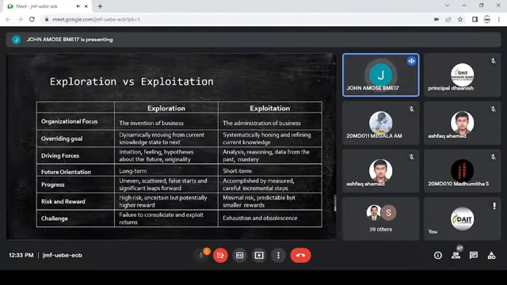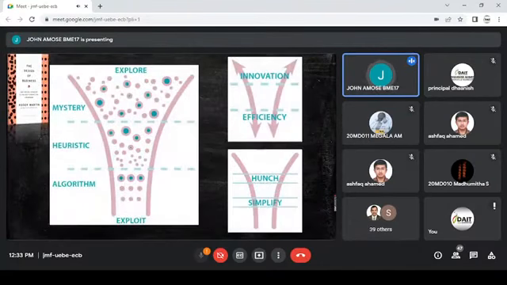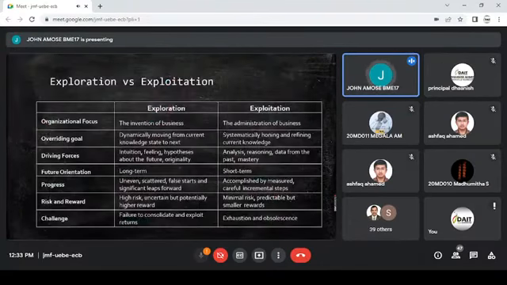So, like I said, there is exploration on the top and there is exploitation at the bottom. If you look at different areas, organizational focus, when the organization is trying to focus from an exploration perspective, it is focusing on the invention of businesses. You are actually building new products, and that is what Apple does every time, right? There are a lot of products that they keep launching, and that is what is pushing the company forward, right?